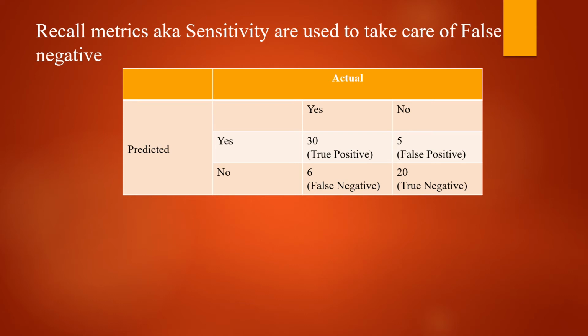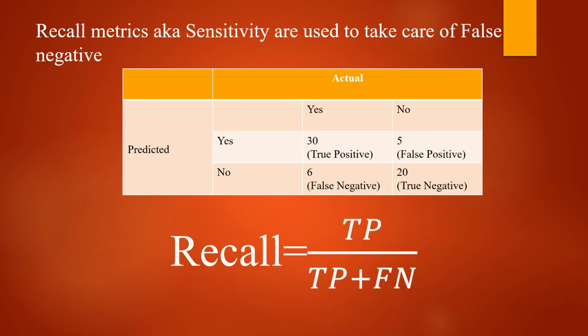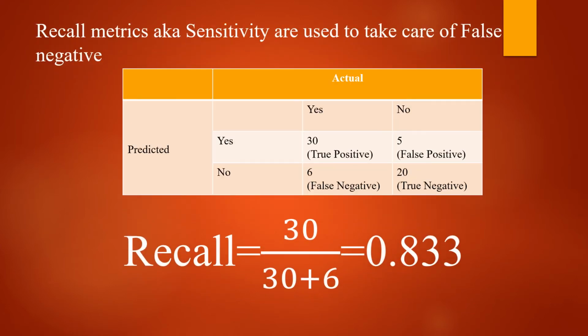What does the recall formula look like? Recall formula is true positive upon true positive plus false negative. When false negative increases, your recall falls. And when your false negative decreases, your recall increases. Now, let's apply this formula onto our confusion matrix. What do we get? We get recall is equals to 30 upon 30 plus 6 is equals to 0.8333. That is, sensitivity is 83%.